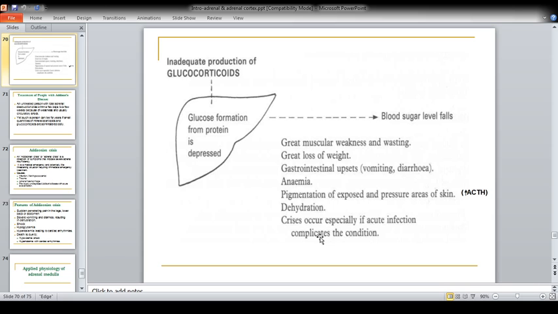The melanin stimulating hormone, that is a precursor of ACTH, that would be produced in more quantities, and there would be pigmentation on the exposed areas. The skin would get darkened. The patient would have dehydration because cortisol also has effect, aldosterone like effect on the kidneys, so there would be dehydration, and the crisis would occur especially if acute infection complicates the condition of the patient.